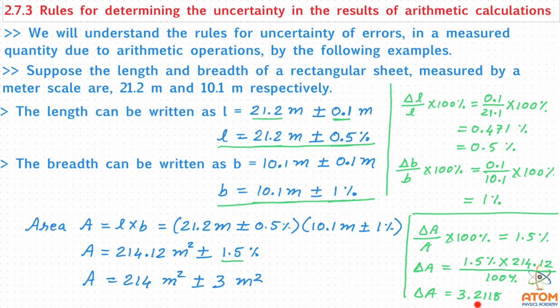That's why I have rounded off this 3.2118 up to one significant figure only, and that is 3, because if you remove this 2, there will be no change in 3, and that's why it is only 3. So this way the final answer of area becomes 214 meter square plus or minus 3 meter square. That means the maximum error possible is 3 meter square.